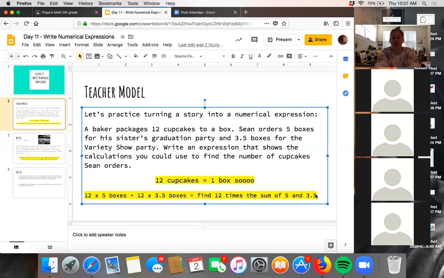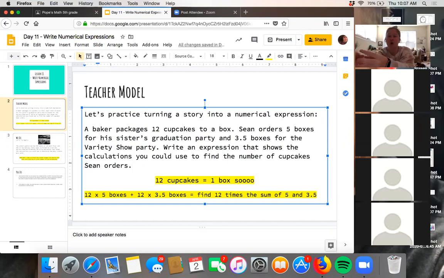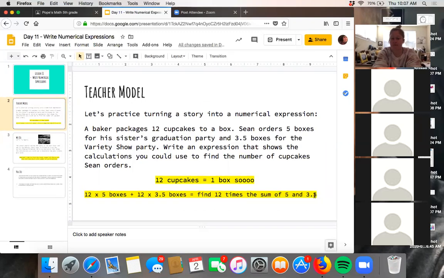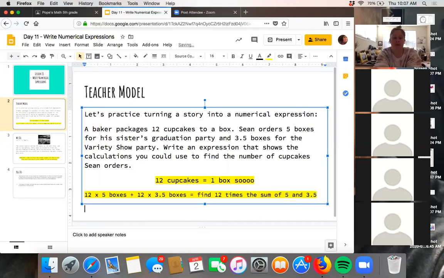So if I come down below this, essentially what that answer is going to look like is I'm trying to incorporate things that go together. So what does sum mean? Where it says sum of 5 and 3.5, what does sum mean? Sum means to add. Okay, so I'm adding the total number of boxes he wants.